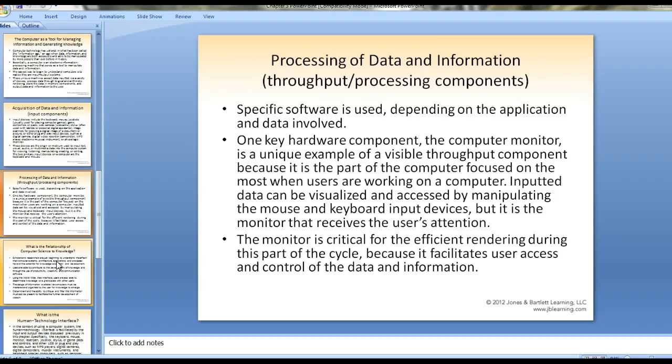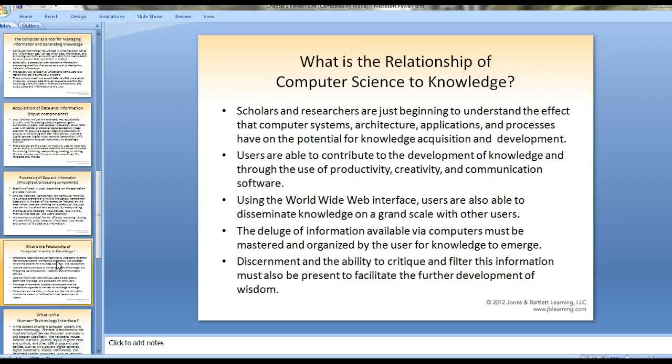So what's the relationship of computer science to knowledge, right? Scholars and researchers are just beginning to understand the effects that computer systems, architectures, applications, and processes have on the potential for knowledge acquisition and development. And I know you're like, oh my gosh, this is so boring. What are you talking about? But what is the connection between computer science and knowledge?